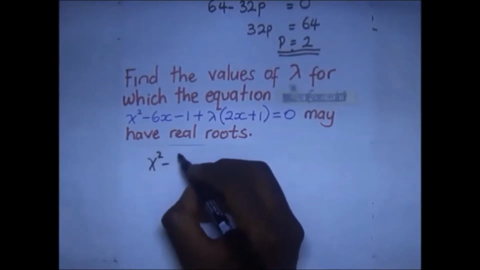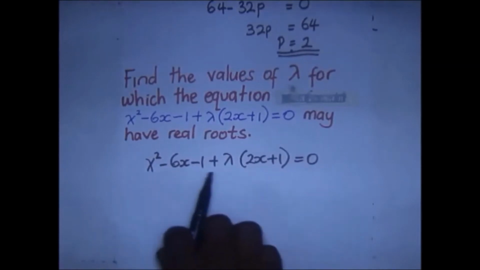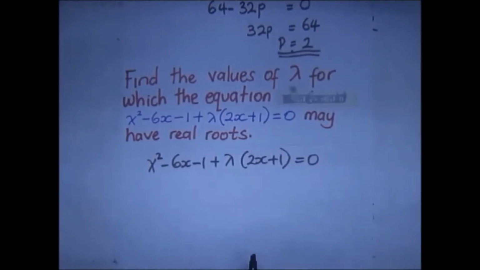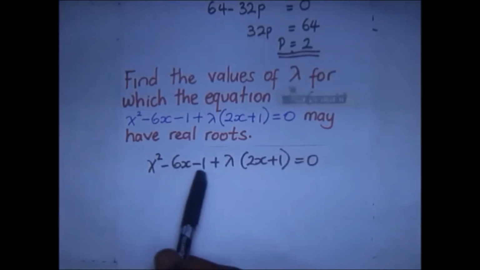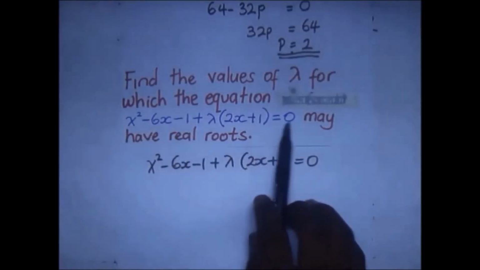X squared, we want to find the range of lambda. Now if you are to find the range of lambda, which will be such that this equation has real roots, it means that the discriminant, which is b squared minus 4ac, is greater than or equal to 0. So it means you're supposed to rearrange this equation. After rearranging that equation, we substitute the terms a, b, and c in the expression b squared minus 4ac is greater than or equal to 0. We say greater than or equal to 0 because that is the condition for this equation to have real roots.